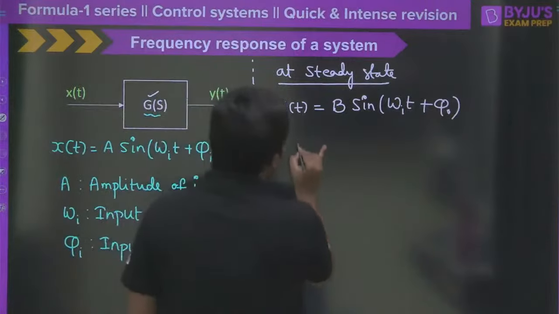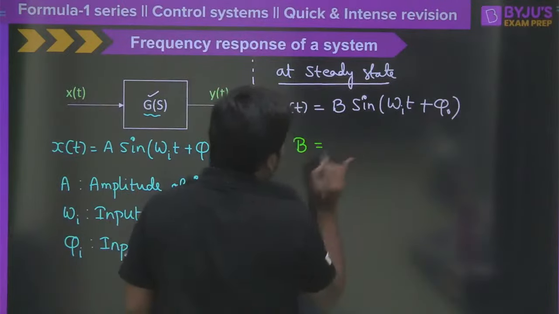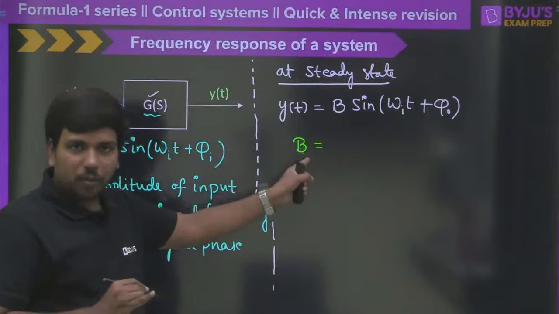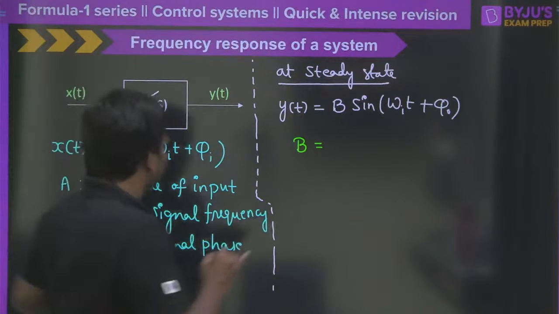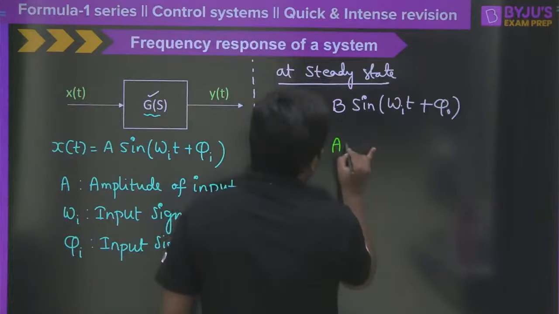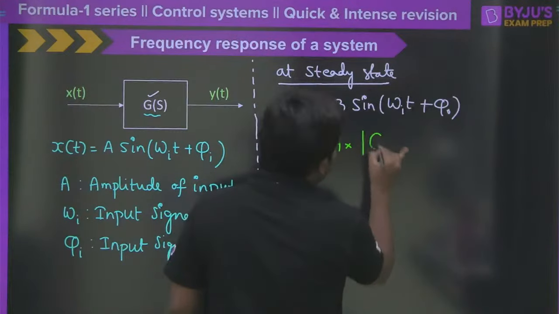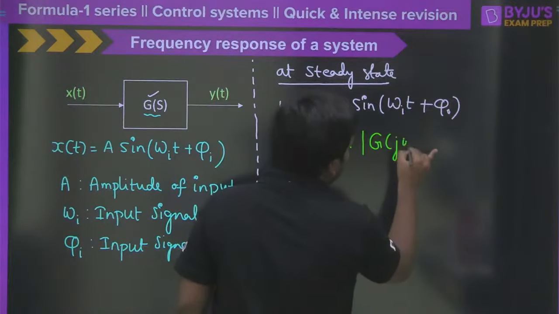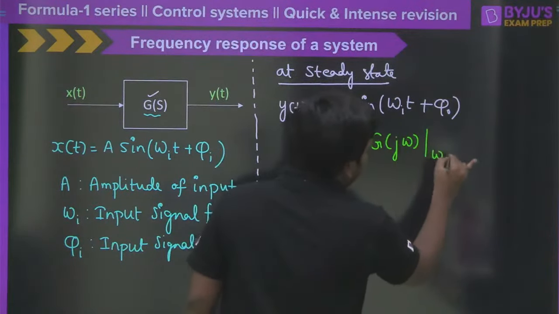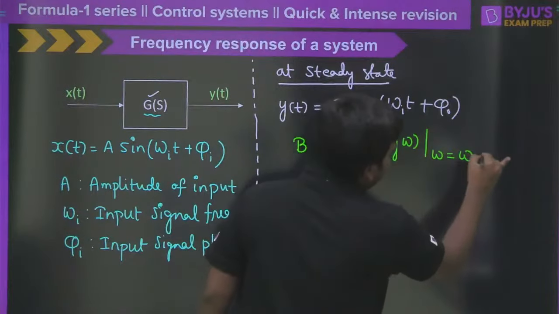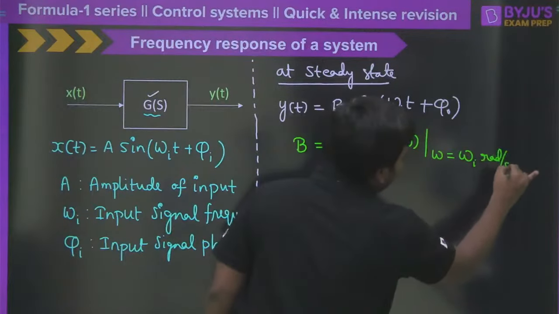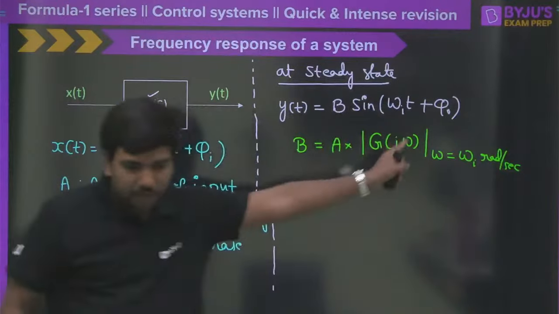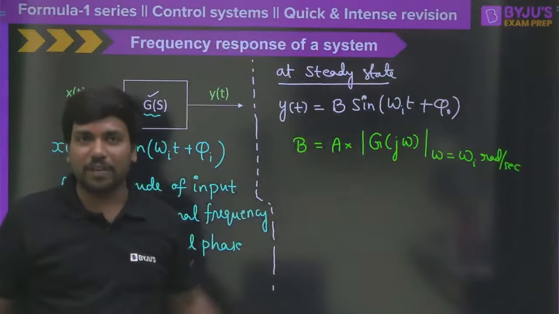So let me write down the amplitude of the output, which is nothing but B. Amplitude of the output, which is nothing but B, equals the amplitude of the input, of course, into the gain of the system, or the magnitude of the system at the operating frequency. What is the operating frequency here? That is nothing but the input signal frequency only, correct? The input signal frequency itself is considered as the operating frequency.